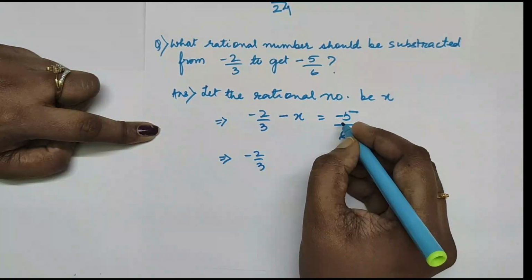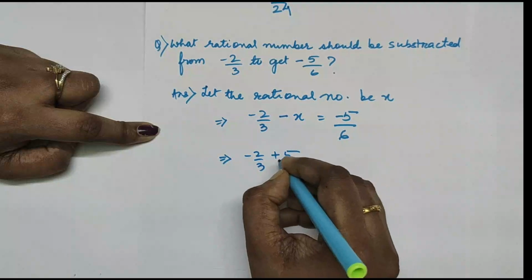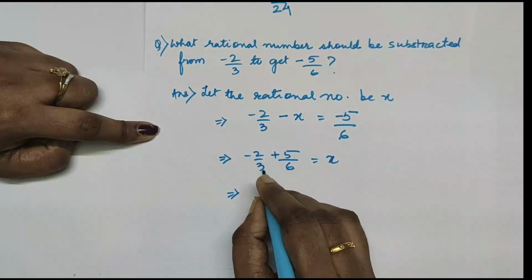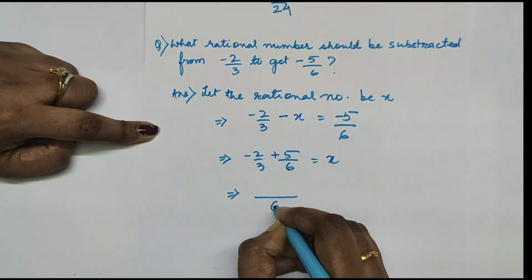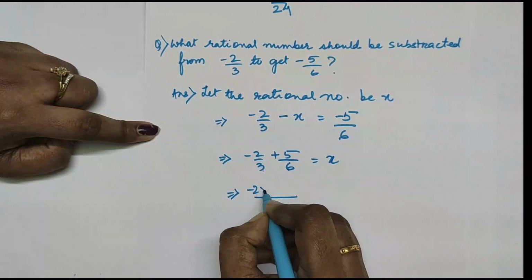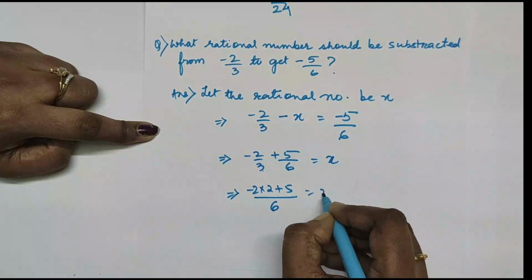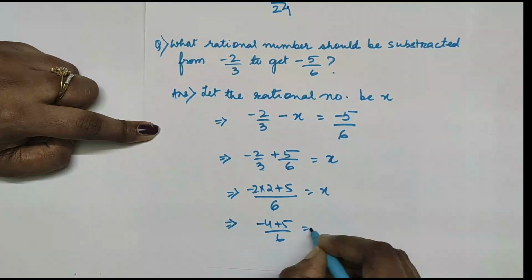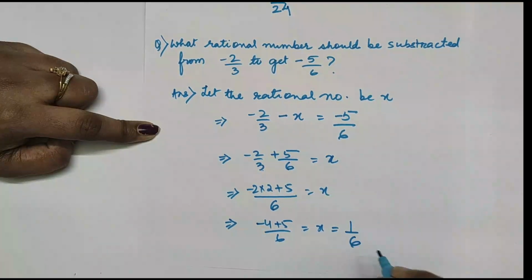So this minus 5 by 6 will come this side and it will become a positive rational number, and this x comes here and it becomes positive. Now 3 and 6, you know that the LCM will be 6, so minus 2 into 2 plus 5 equal to x, that is minus 4 plus 5 by 6. So the value of x is 1 by 6.